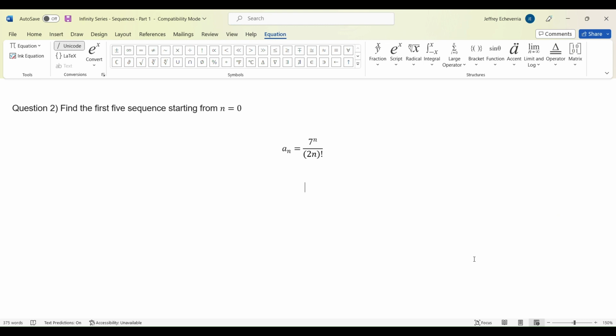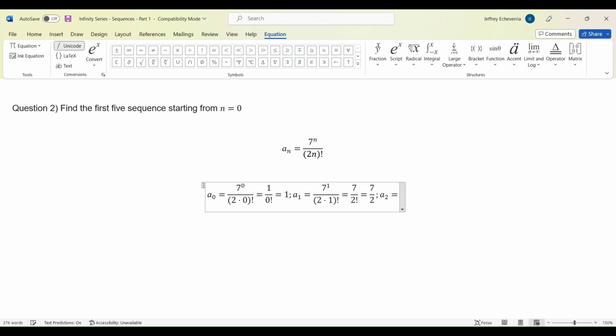For question number 2, find the first 5 terms starting at n equals 0. So let us start. At a sub 0 we get 7 to the 0 power divided by 2 times 0 factorial, which gives us 1 over 0 factorial, and 0 factorial is defined as 1, so our final answer is 1. a sub 1 shall be 7 to the first power divided by 2 times 1, which we can simplify as 7 over 2 factorial, which just gives us 7 halves.